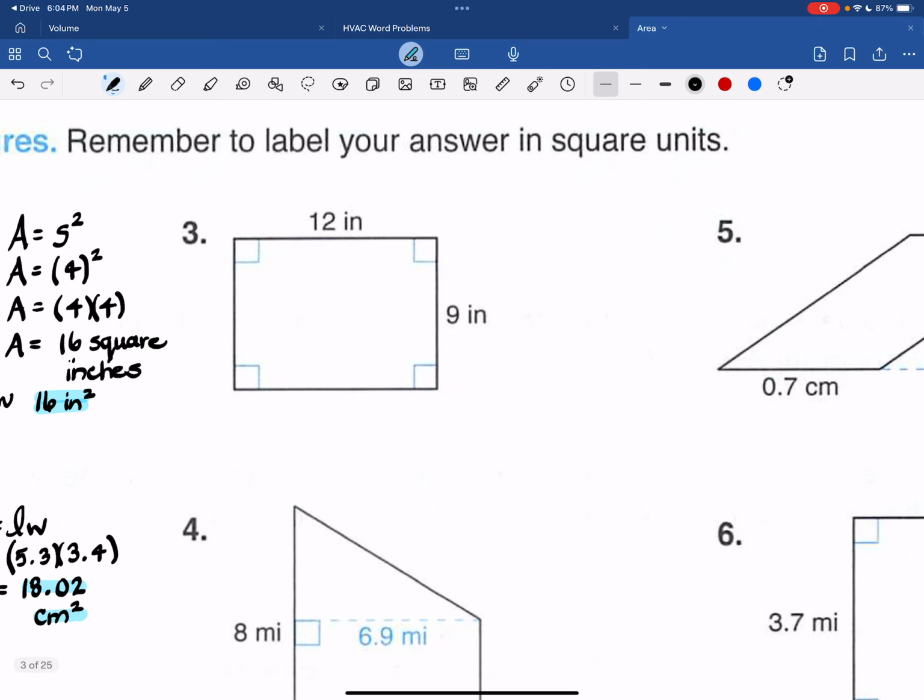Number 3. Again, we're dealing with a rectangle, so we have length times width. And this time, both sides are in inches. You would always want to make sure that your units match. I do that subconsciously. I've done it for so long. But what I'm talking about is this, that if this one is in inches, so is this one. You need to have like units before you start these problems.